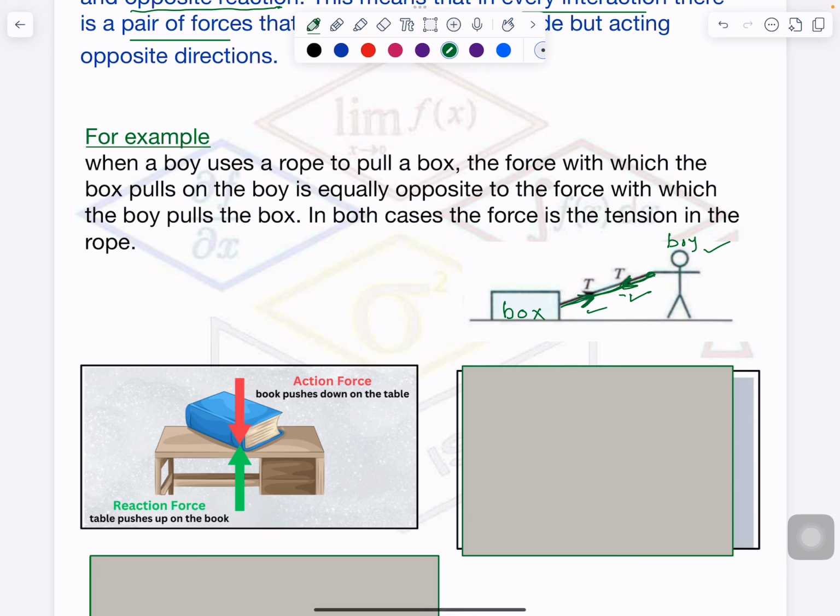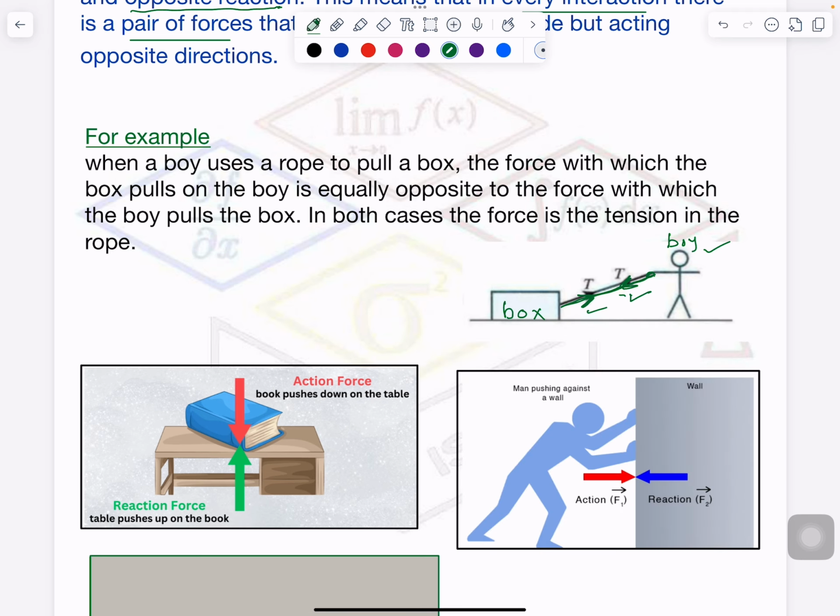So here I have taken a few more images to make you understand. For example, the book is on the table. The weight of the book is acting downward, but the table will push the book upward. Because it is stationary, these two forces are equal and opposite in direction. Sometimes, when the book or any object is very heavy and you put it on the table, it breaks. It means it is not supporting it. In that case, it is not equal and opposite. That is a different situation.